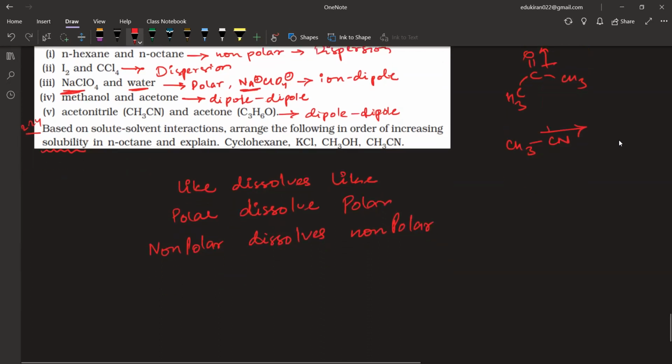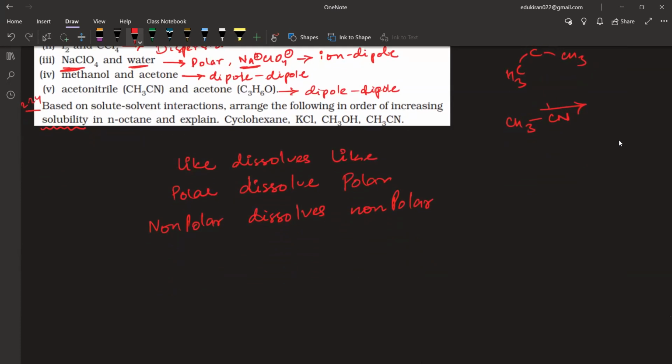Right. Now, अब ये बताइए यहाँ पे बस आपको क्या करना है? N-octane आपका क्या है? What is N-octane? Solvent या solute? N-octane will be solvent or solute? Tell me. Solute. हाँ? क्या बताया? Question पढ़ के बताइए. Read the question. Tell me. Solvent.